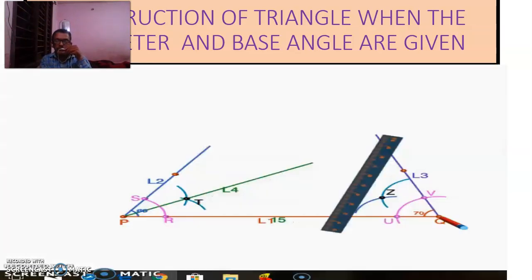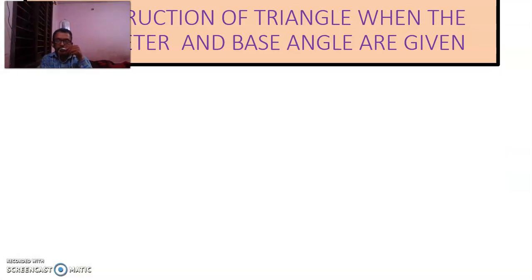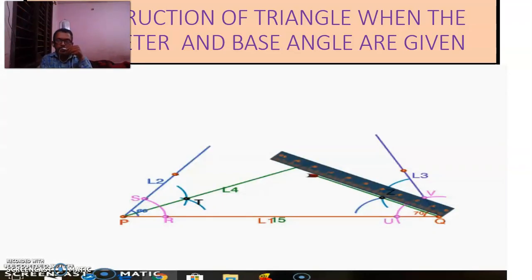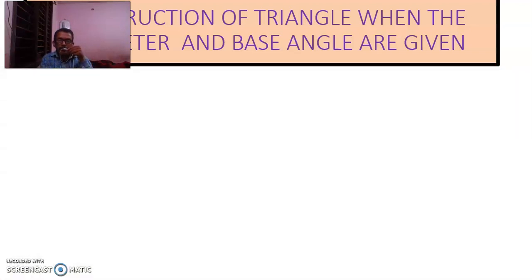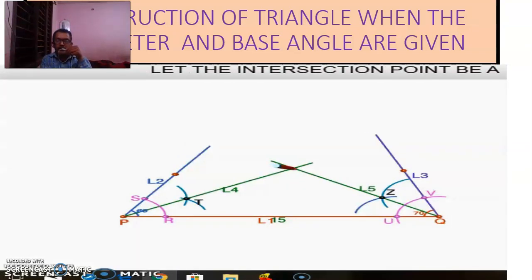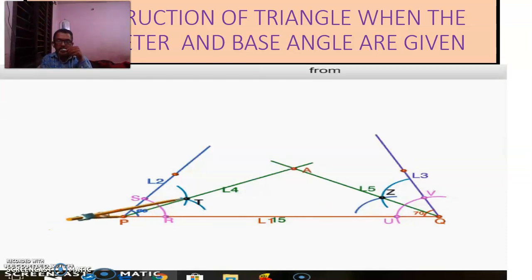Now join QZ and produce, that is line L5. L4 and L5 are intersecting at a point. That point is our point A. When you produce L4 and L5, you will get an intersection point. That intersection point is A.